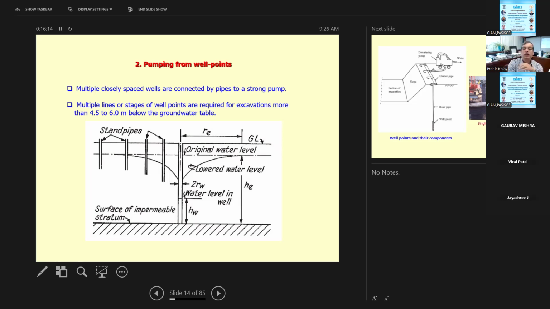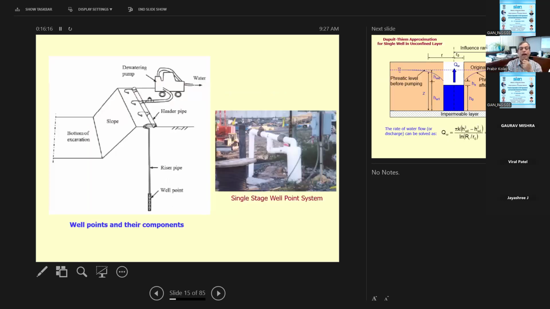Okay, so this is how it looks. There is a header pipe over here, there is a riser pipe, and there is a well point here. This is just one, and there may be several of those well points connected to the header pipe, and then the header pipe is connected to the pump, and all the water will be removed from there. This is a single stage well point system, how it looks.